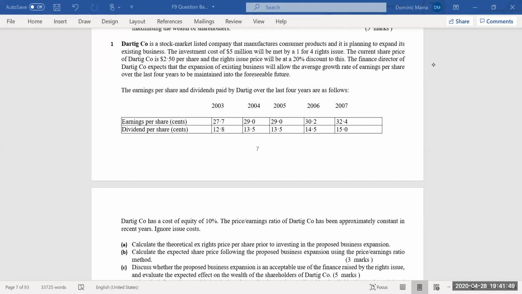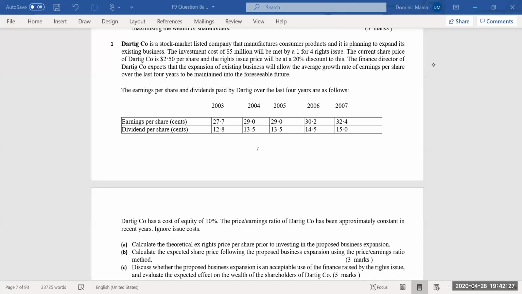Hoping you've gone through it, we have a company here that is listed and wants to raise capital. You're told that the investment cost is 5 million, and this 5 million is going to be raised by a rights issue of shares through an offer of 1 for 4. That simply means you get 1 new share for every 4 shares that you currently hold in this company.